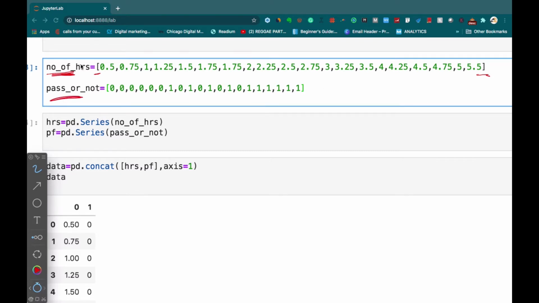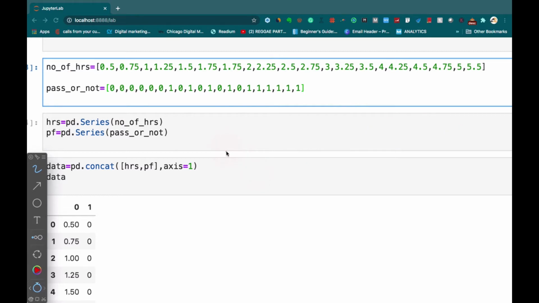This one represents the number of hours that the student will study. So someone studies for say half an hour, someone for 75 minutes, someone for 1 hour, one and a quarter, and then 1.5, something like that. And then this is whether the person will pass or not. If the person passes, we represent that with 1. If the person fails, we represent that with 0. So we have two categories here, pass or fail.